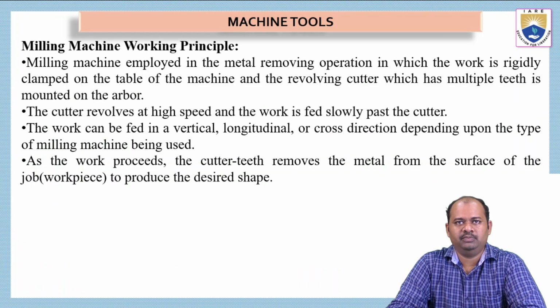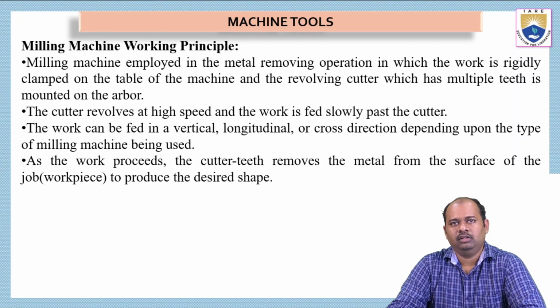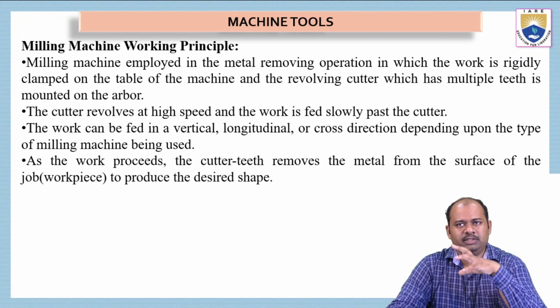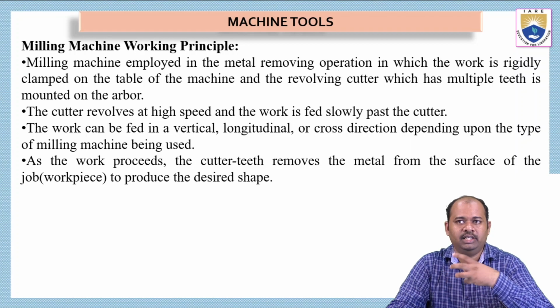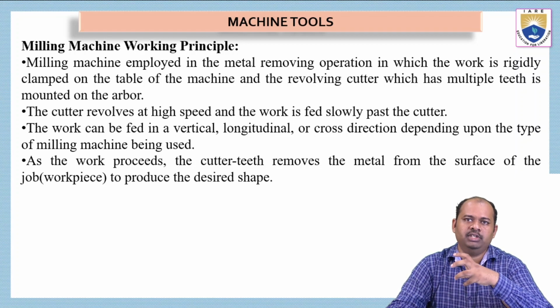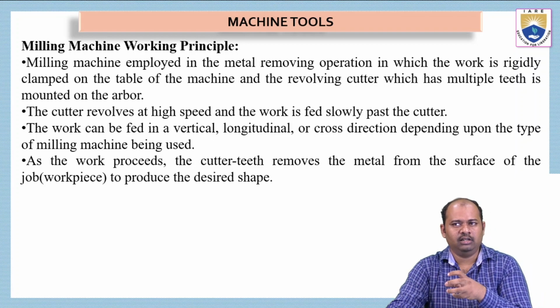Now let us see the working principle of a milling machine. The milling machine is employed in metal removing operations, in which the work is rigidly clamped on the table of the machine, and the revolving cutter with multiple teeth is mounted on the arbor. The cutter revolves at higher speed and the work is fed slowly past the cutter. The work can be fed in a vertical, longitudinal or cross direction depending upon the type of milling machine being used. As the work proceeds, the cutter teeth remove the metal from the surface of the job to produce the desired shape.